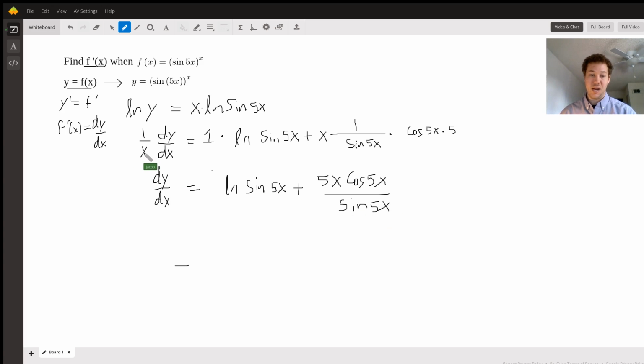Now, I did not write the y, so don't forget this y. We can multiply both sides of the equation by y. And what is y? We have it written right here. y is equal to sine of 5x raised to the x power, which was our original equation. So if we multiply both sides by y, we're multiplying by sine of 5x all to the x power. So this right here is our solution.